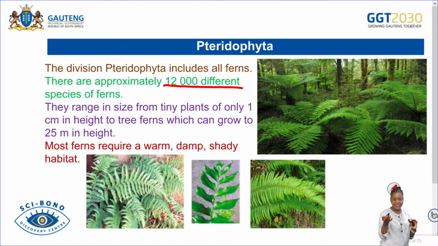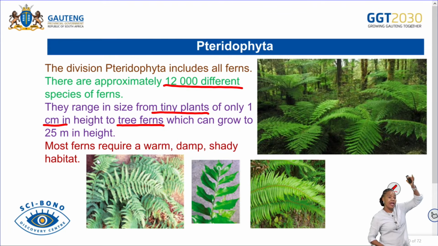I know the ferns that we usually see are the ferns that we have at our homes, but we've got about 12,000 different species of ferns. They range in size from thin plants of only 1 centimeter in height to the tree ferns which can grow up to 25 meters in height. So they can be as small as 1 centimeter and as big as more than 25 meters in height.